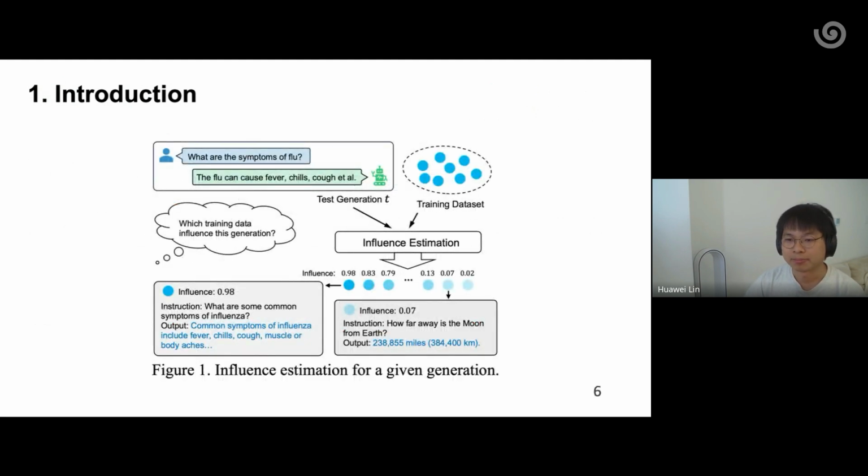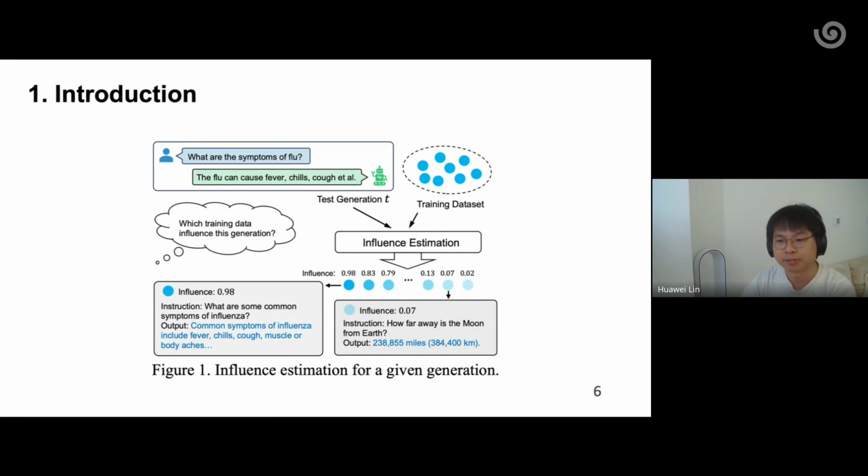Influence estimation can estimate the influence of every training data sample for a generation. So here is an example for influence estimation. When we input the prompt, what are the symptoms of flu? The model generation gives a response: the flu can cause fever, chills, cough, etc. And to understand which training data influence this generation, we use the influence estimation to examine the training data set and assign influence score to each training sample based on how much they contributed to this generation.